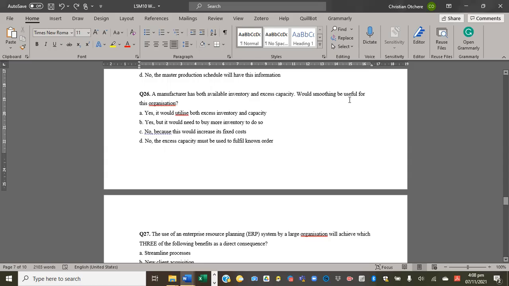So smoothing, yes, smoothing will be useful, but it would need to buy more inventory to do so. It would utilize both excess inventory and capacity. So smoothing balances the two. Usually that is what happens. No, because this would increase its fixed cost as in campaign. No, the excess capacity must be used to fulfill known orders. So our answer will be yes.